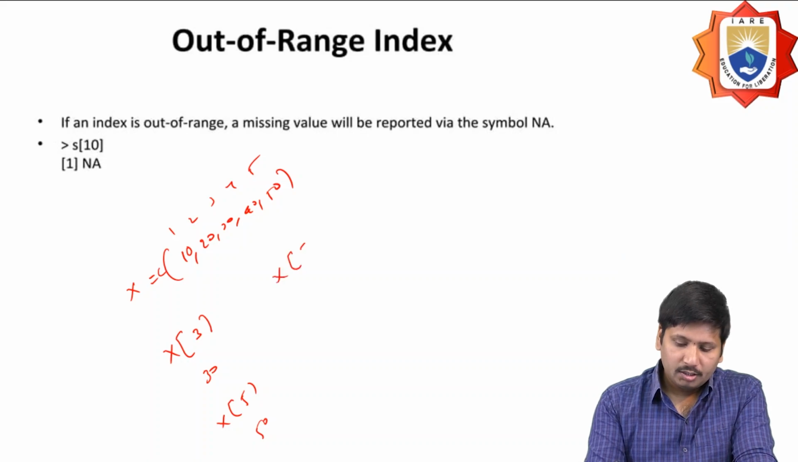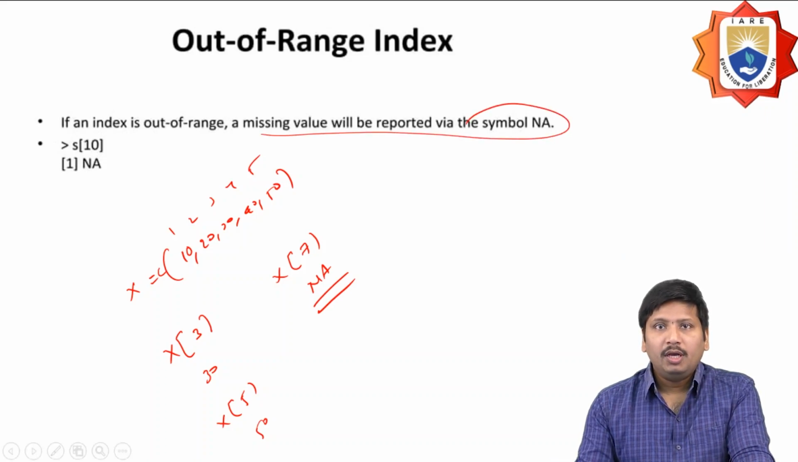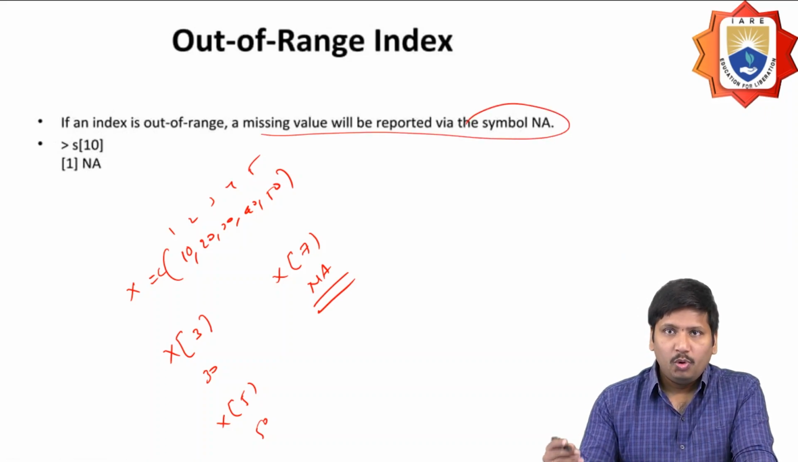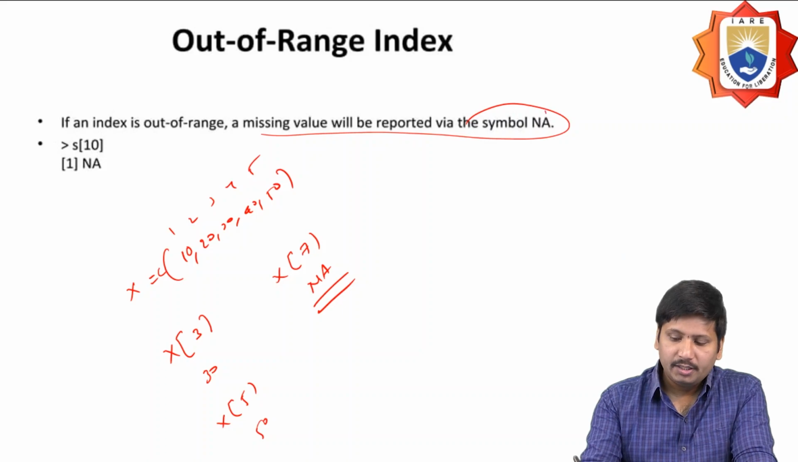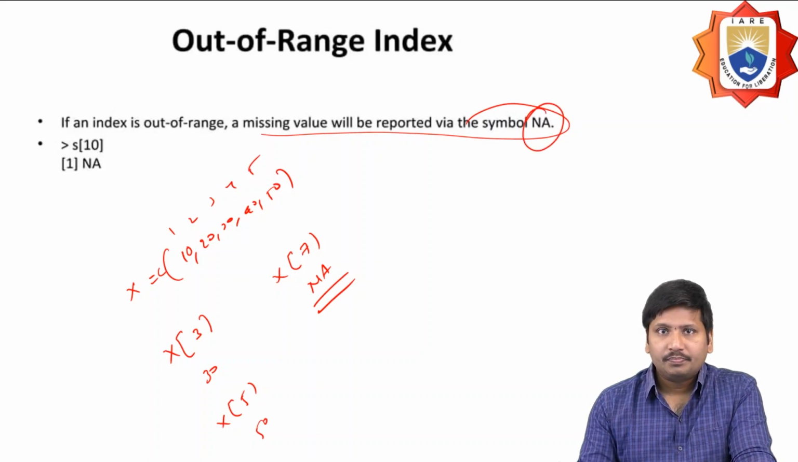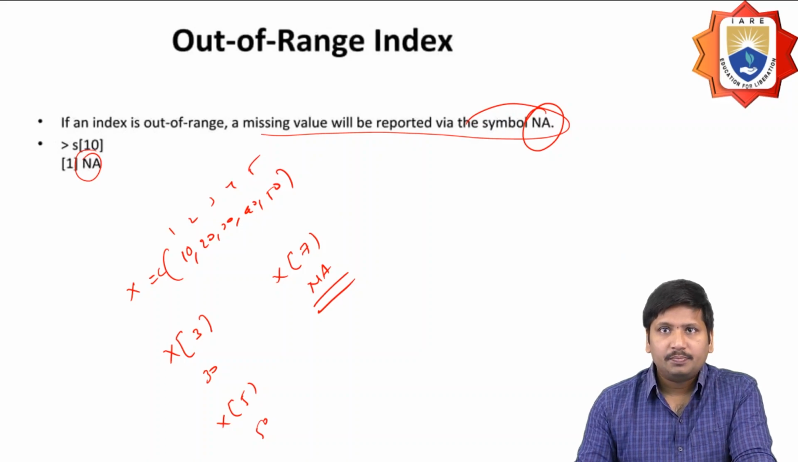Suppose I write x of 7, what will happen? There is no such value, so this symbol is going to appear. If I access an out of range index value, the missing value is reported as NA. That means we are accessing an out of range index.